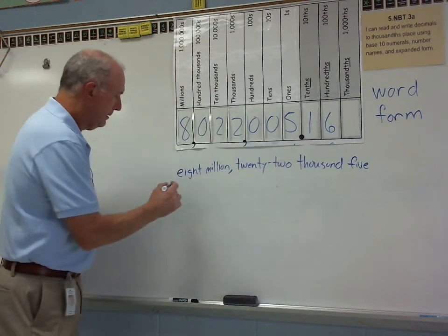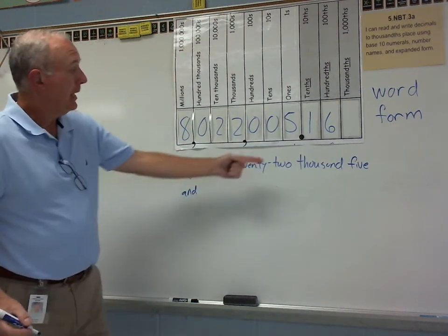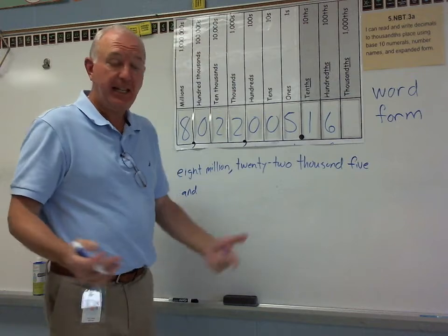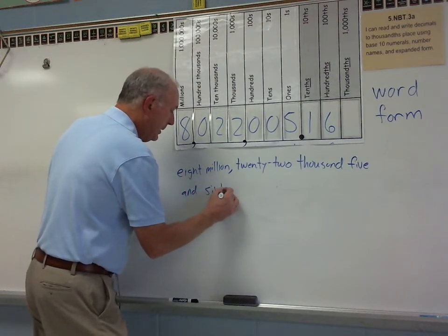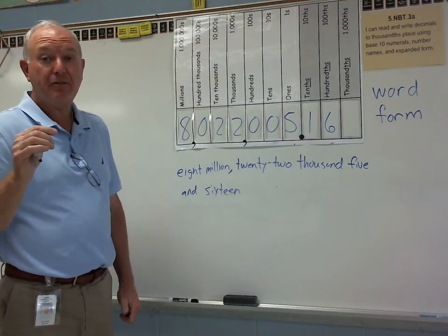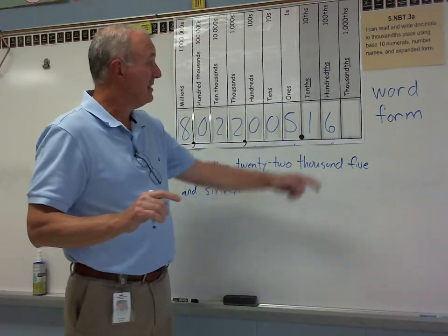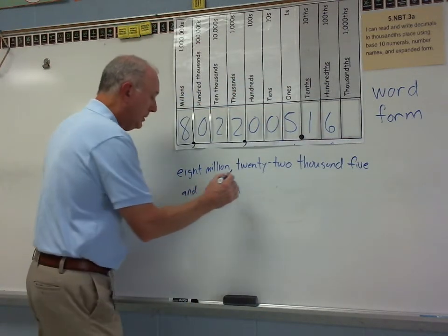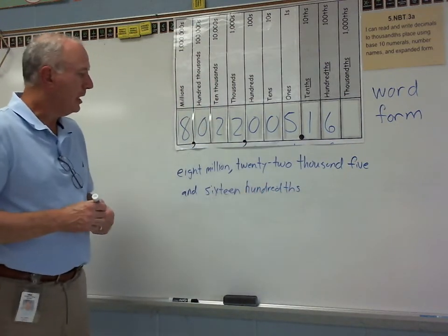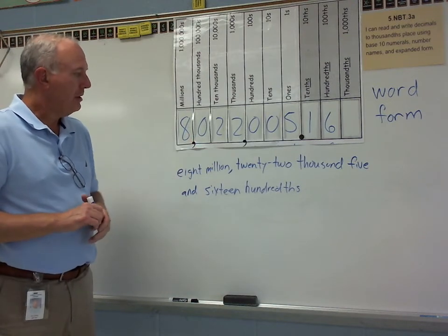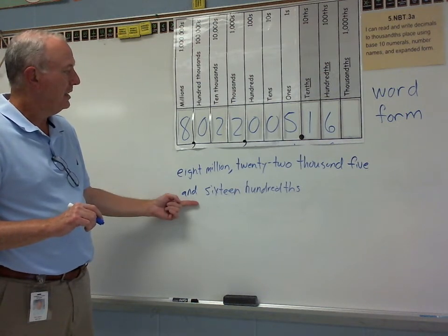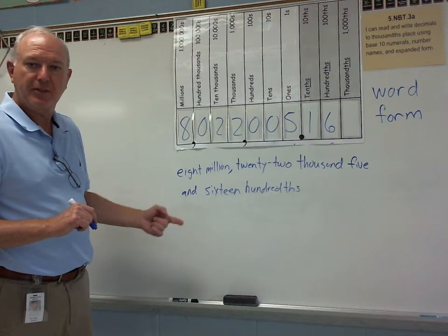Then the and for the decimal point. And read everything behind the decimal point like it's one whole number. 16. And then the last word of word form, and you can't leave this off and be correct. The last word is the last place that's used in the number. Hundredths. There we are. 8 million, comma, 22,005 and 16 hundredths. That's what it is.